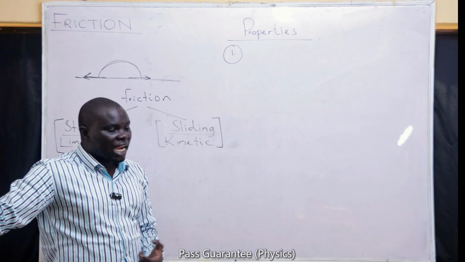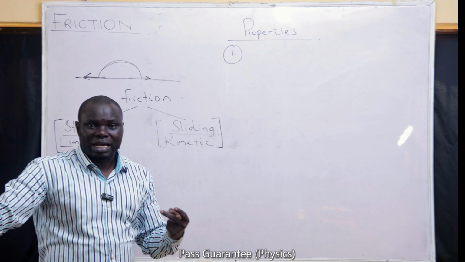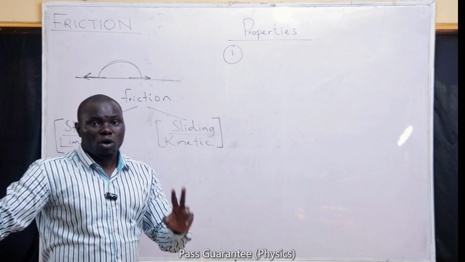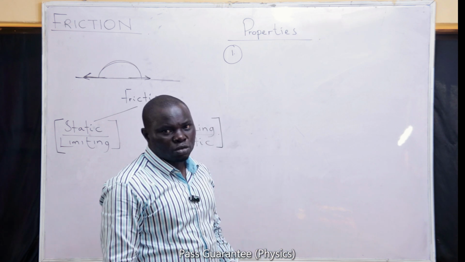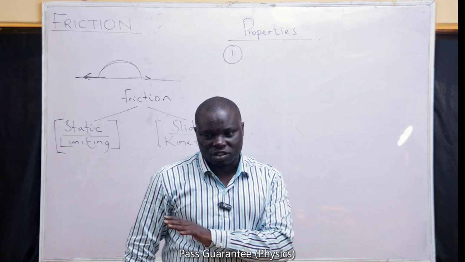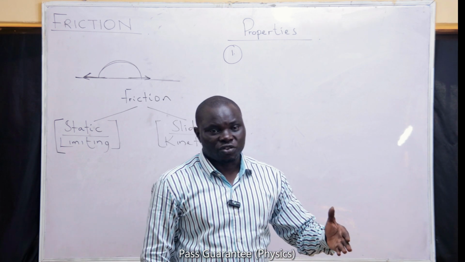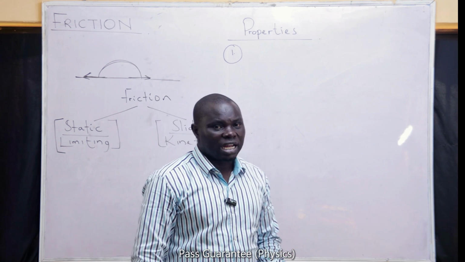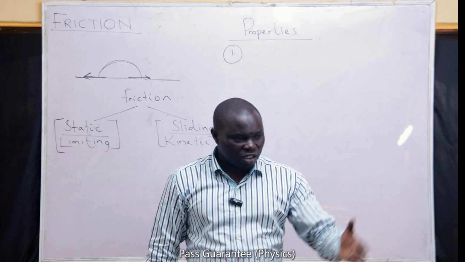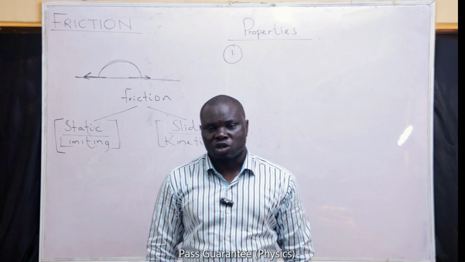For you to know the direction in which friction establishes itself, you need to consider only two things. Number one, you need to know the surface on which the object is trying to move. Friction is along that surface. If it is a horizontal surface, friction is horizontal. If it is a vertical surface, friction is vertical. If it is an inclined surface, friction is along the slope of the inclination.